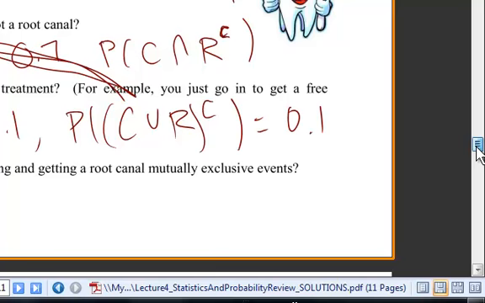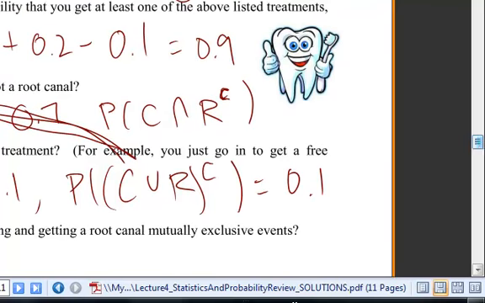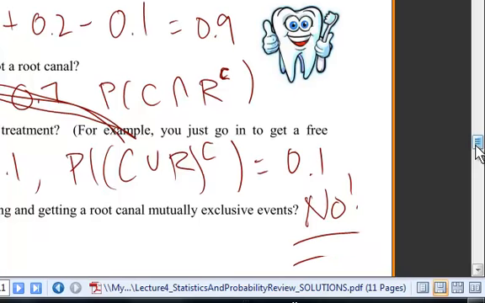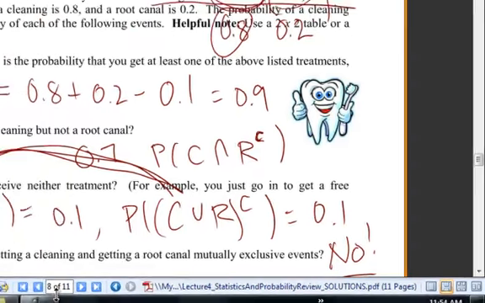And last question. If you go for an appointment, is getting a root canal and cleaning mutually exclusive? No, because you could have both done. Mutually exclusive would mean the intersection is empty and it's not. So, no, both could happen. I doubt it in today's age that you would have to have both at the same time, but it could happen. I think I'll end it there. So there's the probability of the union of two events.